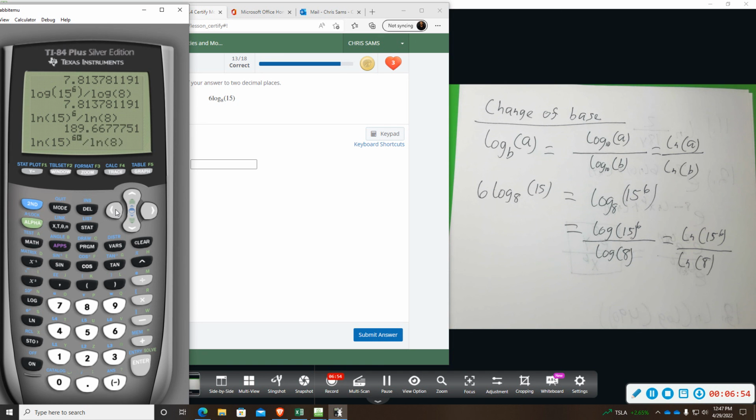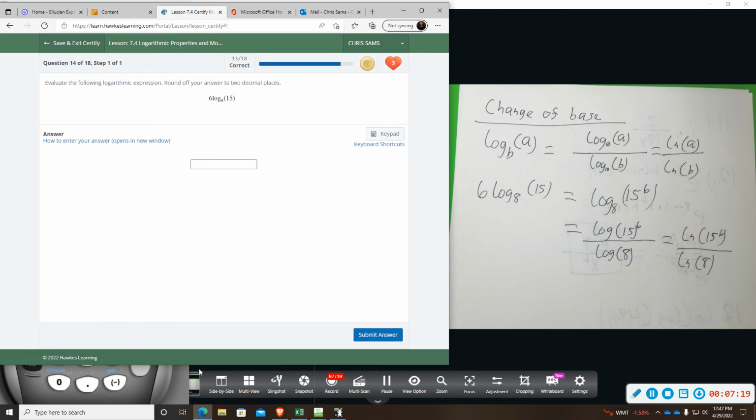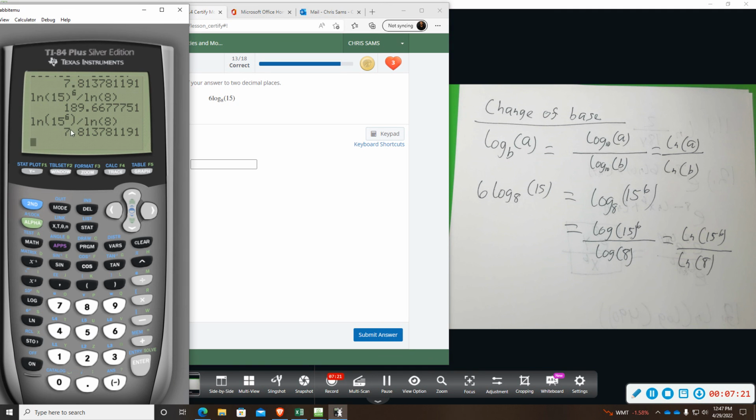So let me go back here and delete that out, and then do second, insert, and raise 6. Here we go. So put it inside with the calculator, and then you see the same decimal, 7.813781191. Okay, so we want to round to 2 decimal places, so that will be 7.81.